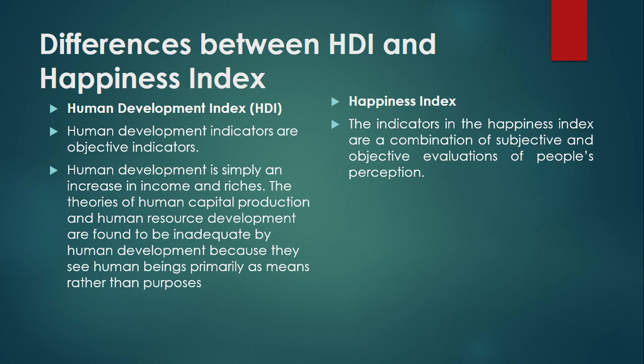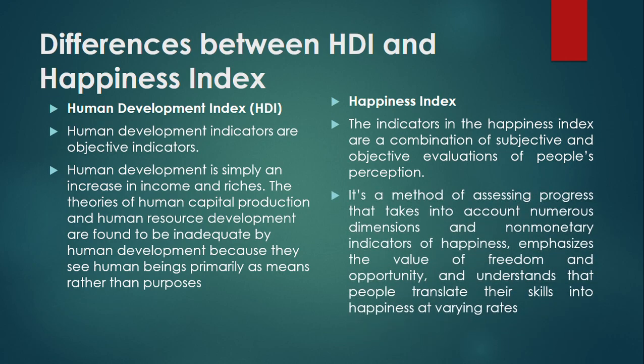The indicators in the happiness index are a combination of subjective and objective evaluations of people's perception. It is a method of assessing progress that takes into account numerous dimensions and non-monetary indicators of happiness, emphasizes the value of freedom and opportunity, and understands that people translate their skills into happiness at varying rates. I hope you are clear with what is the difference between HDI and happiness index.